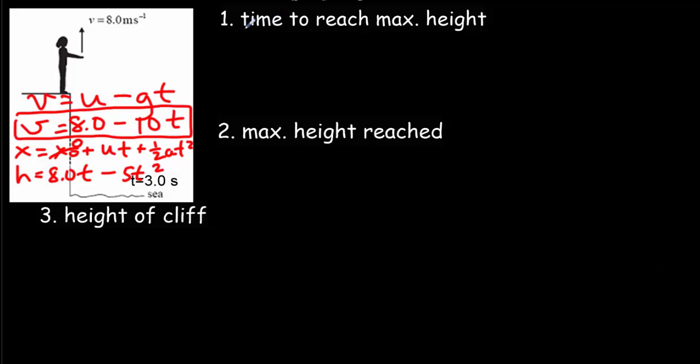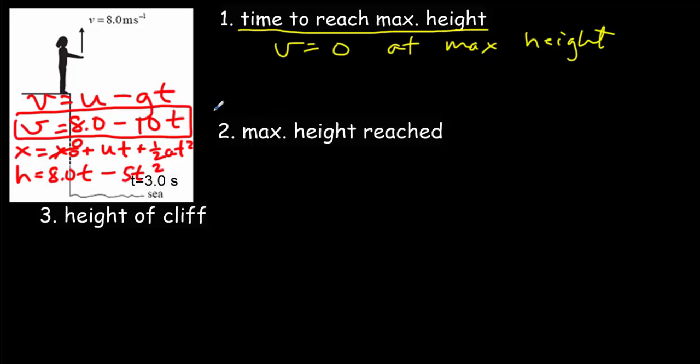So now the first thing we're asked for is the time to reach maximum height. And we know something about the velocity at maximum height. The velocity has to be 0 at maximum height. Right here, we've got an equation that tells us the velocity at any time. So let's set that velocity to 0 and see what time that has to occur at. I'll let you solve that. You should get t equals 0.8 seconds. So it's going to take 0.8 seconds for that ball to reach its maximum height somewhere over here.